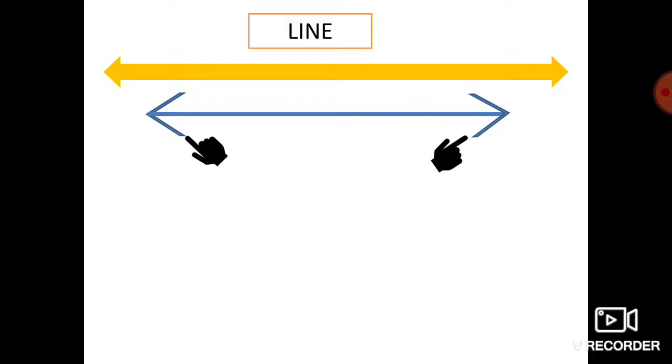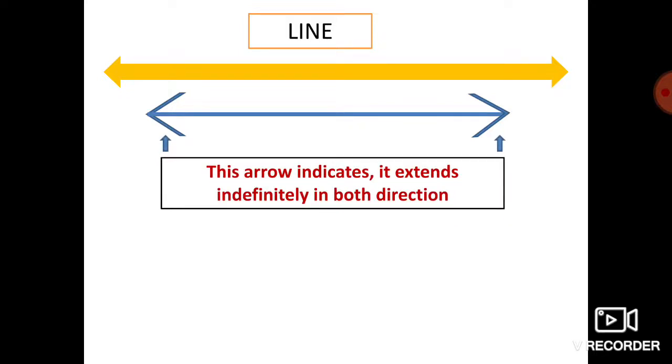Surely we can draw 2 arrows on this line segment. Then it becomes a line. Then what is the meaning of these arrows? These arrows indicate it extends indefinitely in both directions. It is endless. Do you understand? Both the sides are endless.